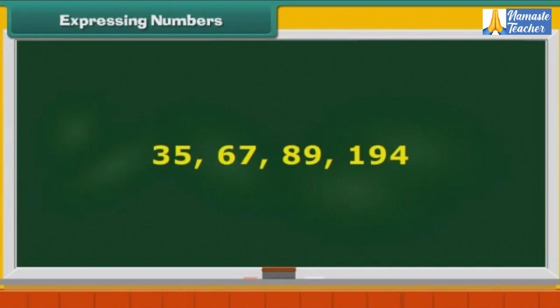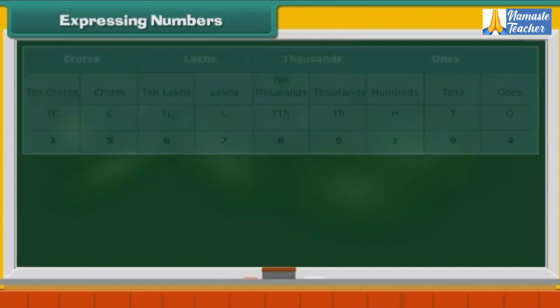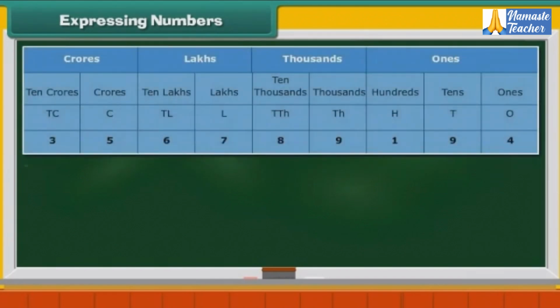Consider one more number, 35,67,89,194. It has four groups. Therefore, it belongs to the Indian system of numeration. Let us express it in expanded form. First, we arrange the number in the Indian place value chart.